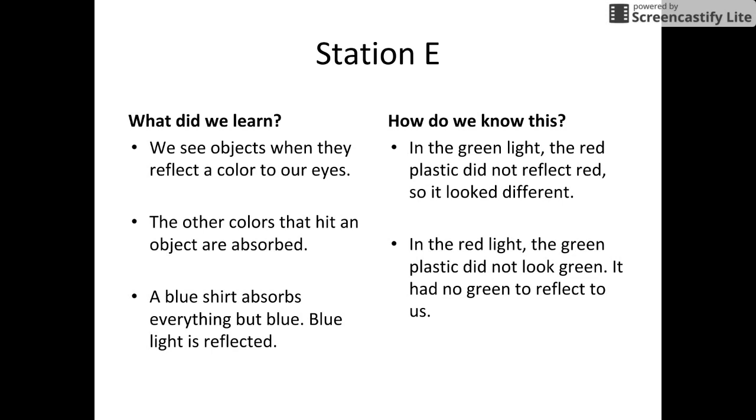In our experiment, in the green light, the red plastic didn't reflect any red back at you. The light actually looked kind of yellowish. Any of the yellow from that light bulb that was mixed in with the green was able to be reflected from the plastic, but not the green. In the red light, the green plastic didn't look green. It had no green to reflect back to you, so it didn't look green in those cases.